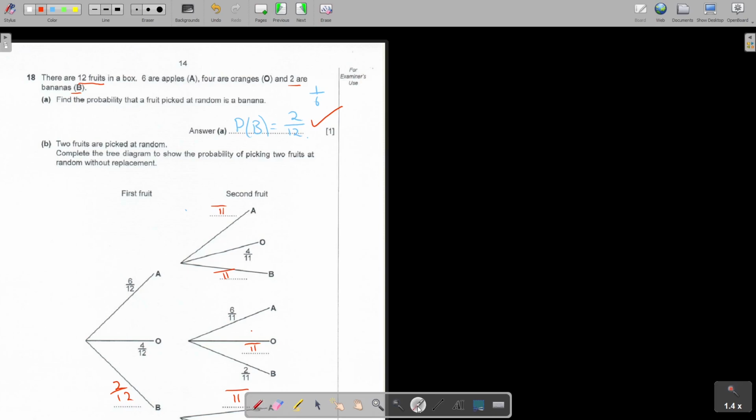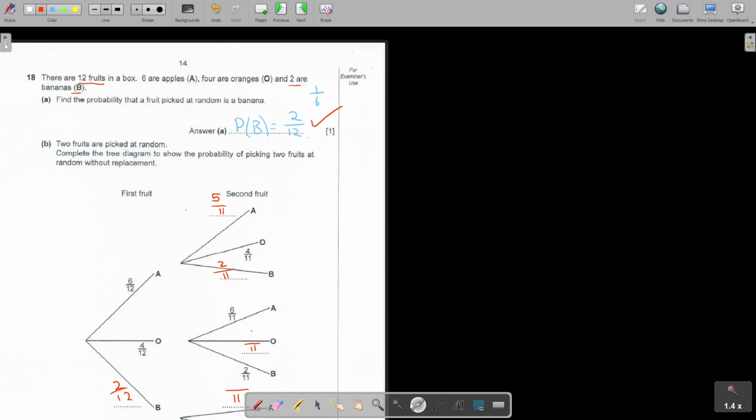Now for this one, I assume it was an apple. So if it was an apple, it's 6, now it will only be 5, but the rest will be the same. So again, how can I test? I can say 5 plus 4 is 9, 10, 11. Remember, it must add up to 11 over 11.